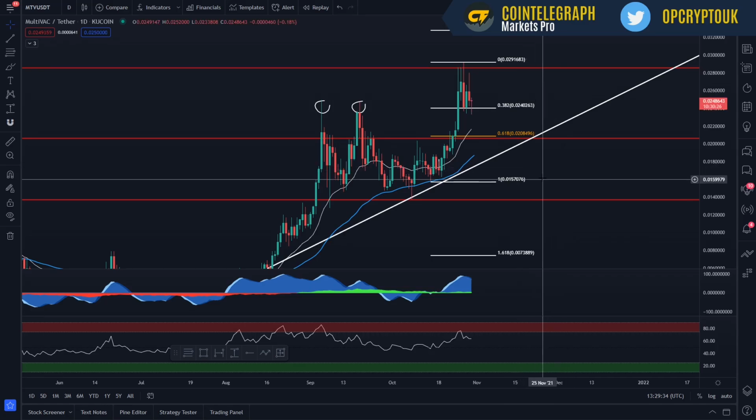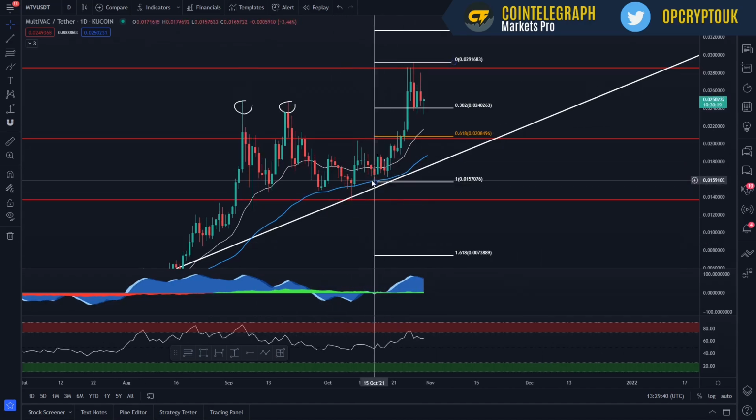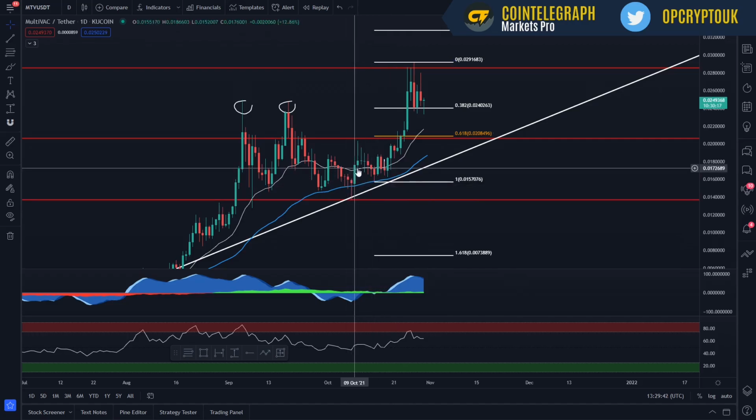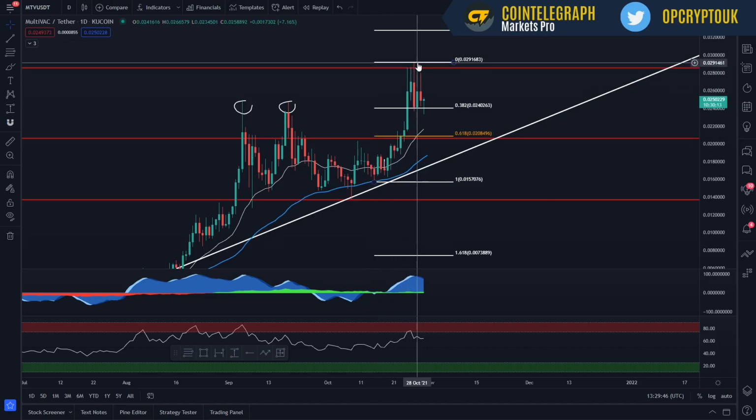So MultiVAC, this is the Tether pair in the daily time frame, and this is the QCoin chart. I've currently got a Fibonacci set up here from the start of the move, when we wicked right down and hit that moving average 50, as you can see there. It pushed to the upside, created a new all-time high at 0.029, and obviously a slight rejection from there.